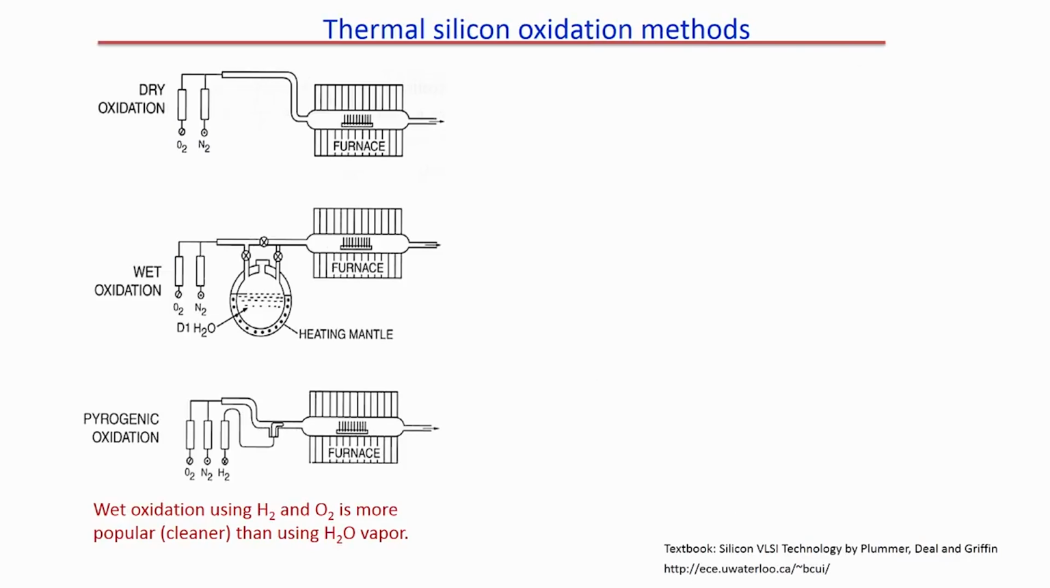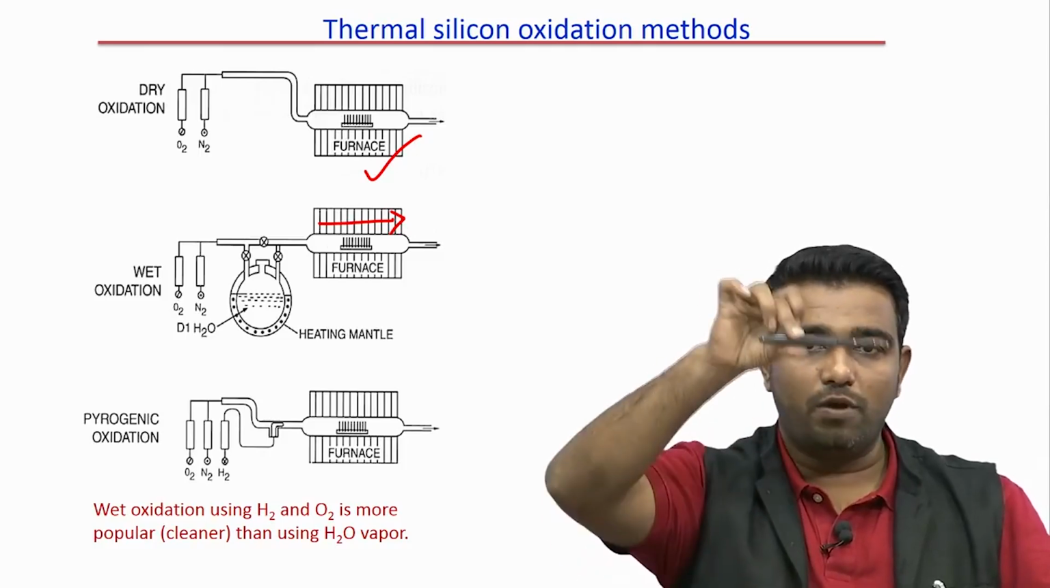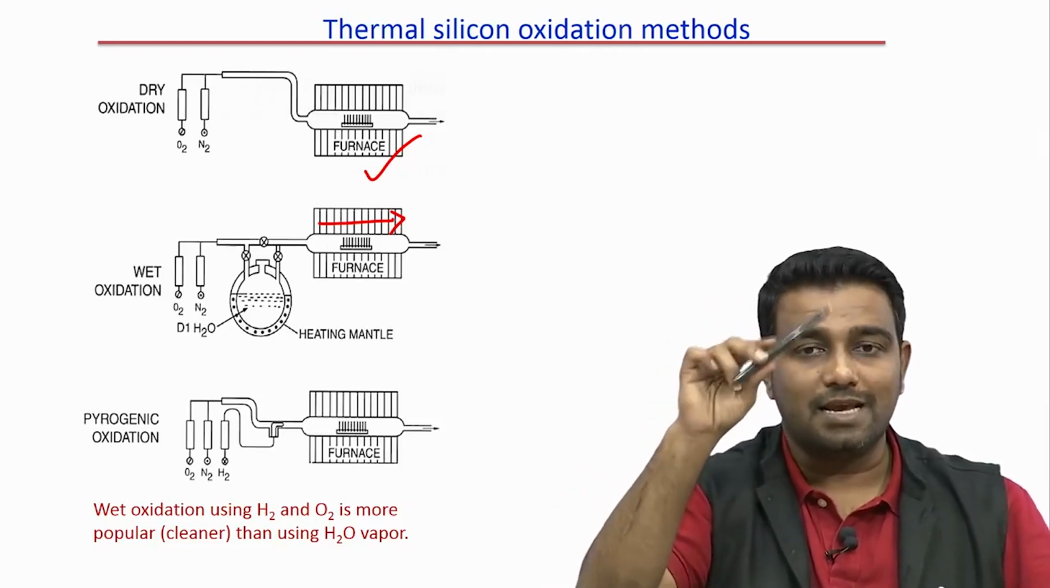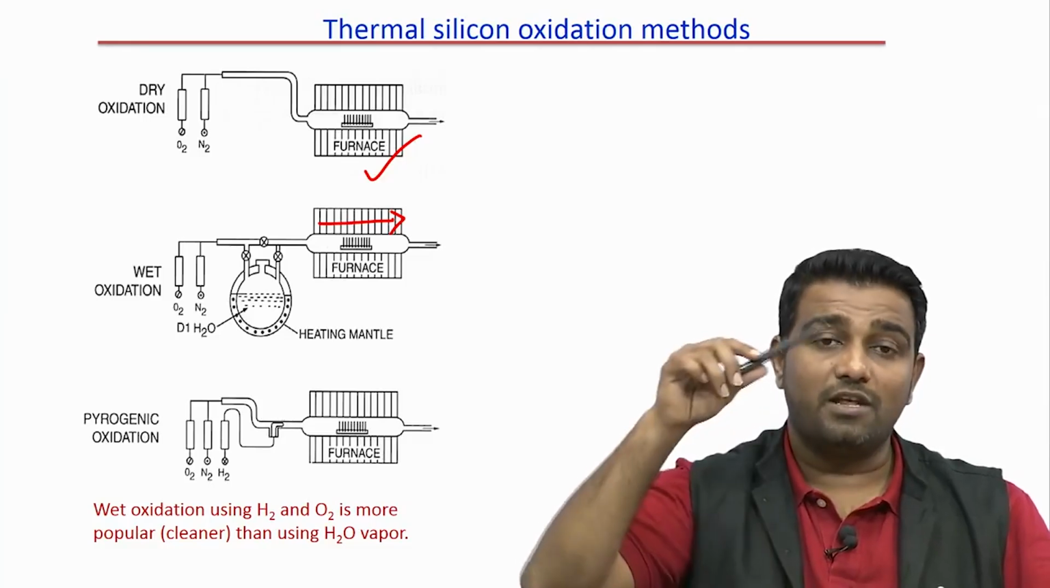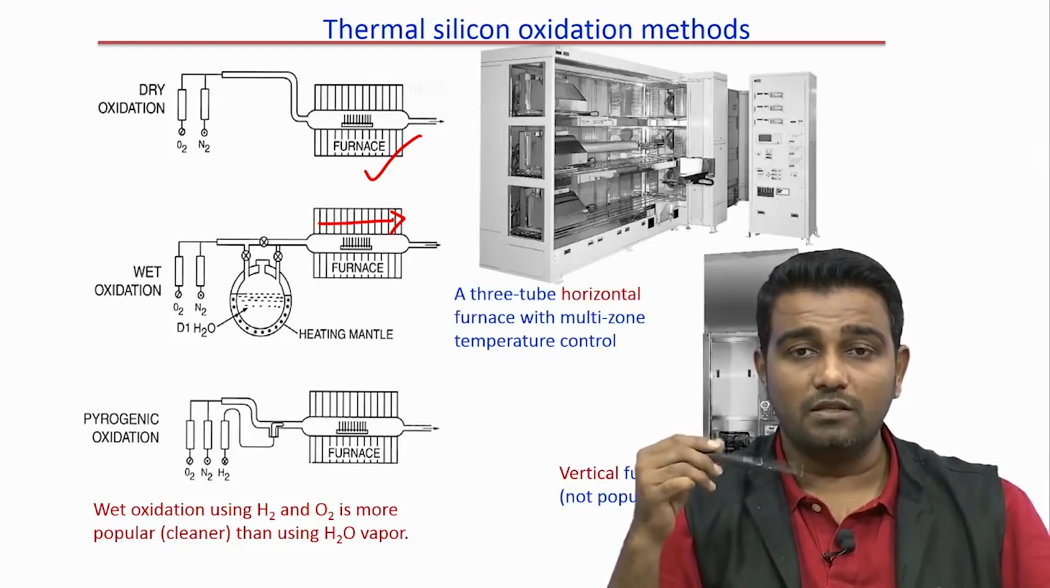Now, next we have to see the thermal oxidation methods. First is dry oxidation, second is wet oxidation, third is cryogenic oxidation. In all the cases, one thing common is that there is a horizontal tube furnace. The tube is in the horizontal direction, that is why it is called a horizontal tube furnace; if the tube is vertical, it is a vertical tube furnace. Second, it is a furnace, so it should be at high temperature. If a bubbler is involved, it is wet oxidation; if a bubbler is not involved, it is dry oxidation. This is how the system will look.